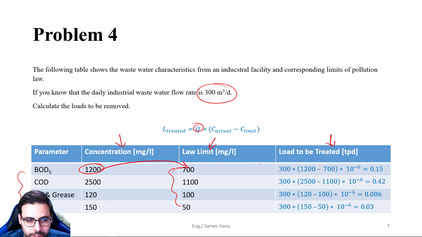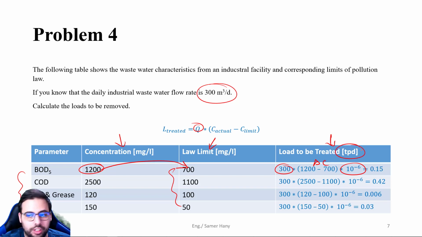Okay, so let's just try one of these, and the rest will be calculated exactly the same in this column. So the first parameter is BOD, and it's just Q times the delta C in here, the difference between the actual and the limit of concentration. And since we have no space in this table, we'll just multiply by 10 power negative 6. This is from problem 1, if you remember. We multiply by 10 power 3 to convert from meter cubed to liters, and divide by 10 power 9 to convert from milligrams to tons, right? And the final value will be in the units of ton per day.